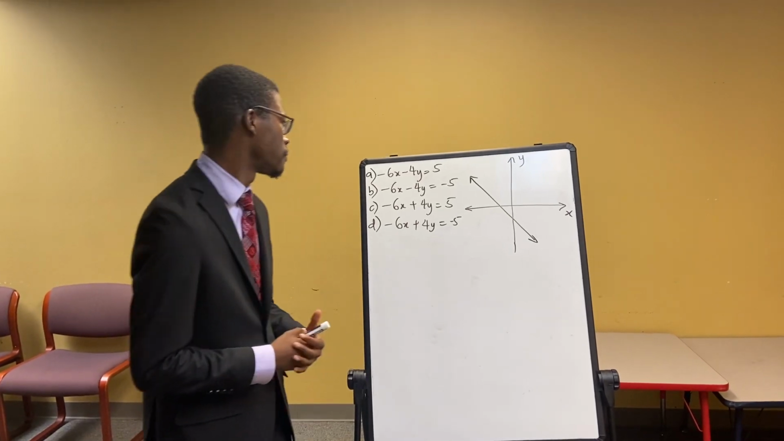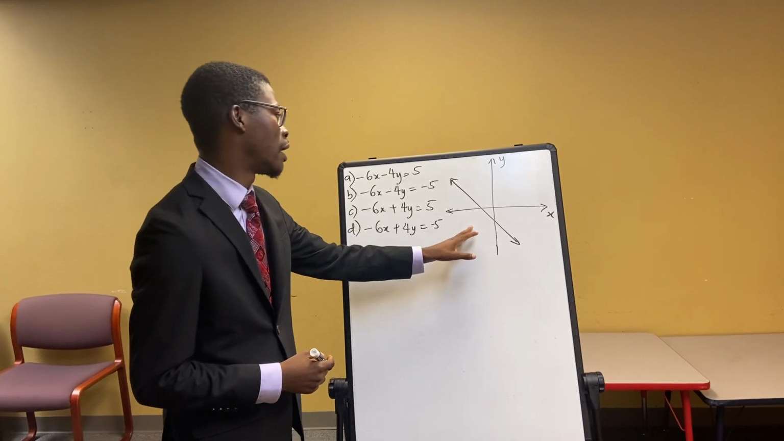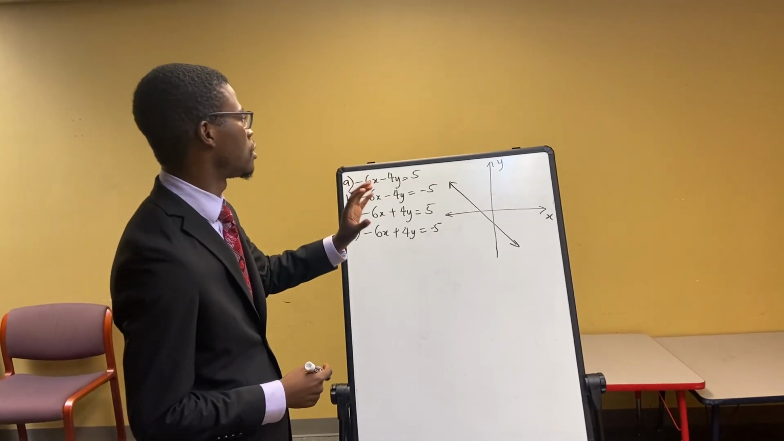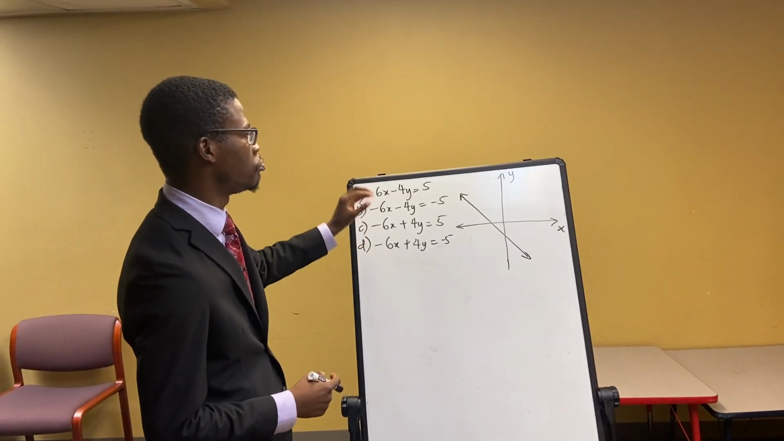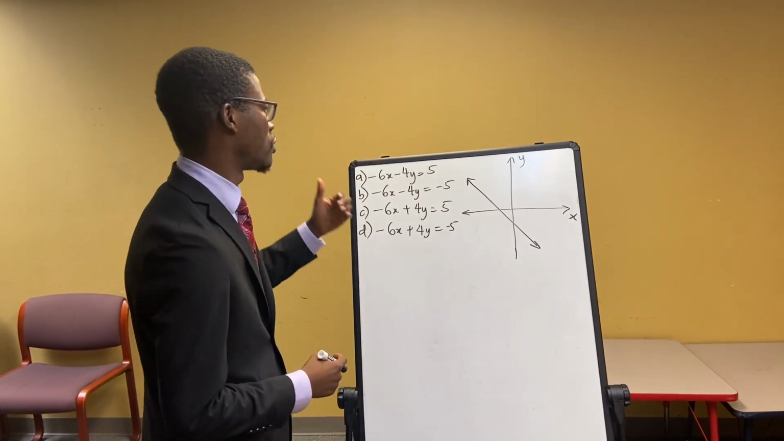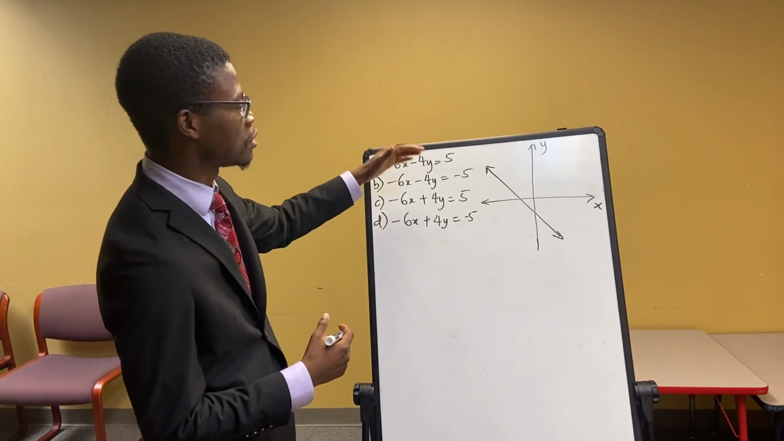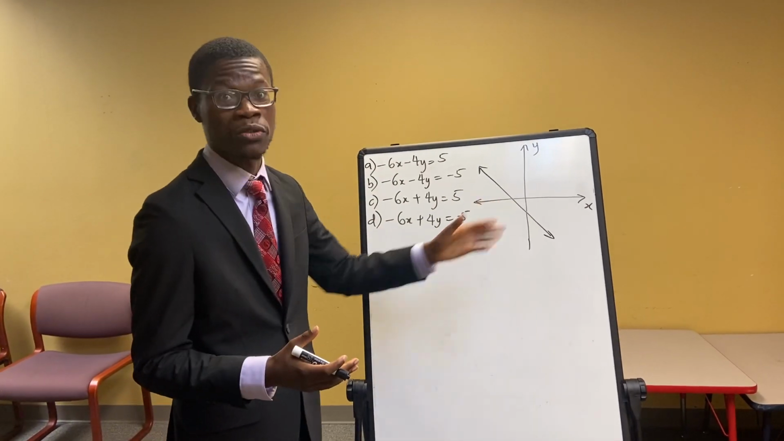Today's question gives us this graph, and the question says which of the following options could be the equation of this line. So we're trying to find the equation of this line, and we're asked to find which of these equations could represent the equation of this line.